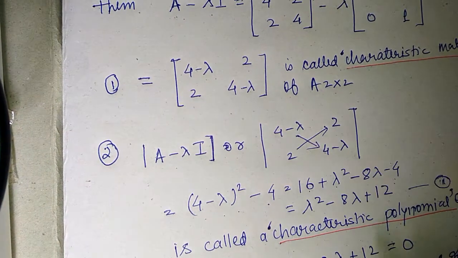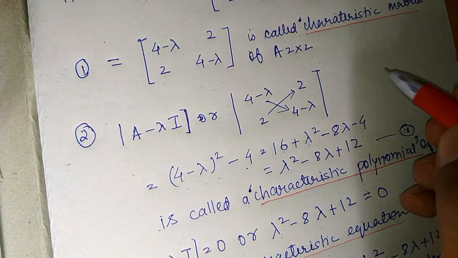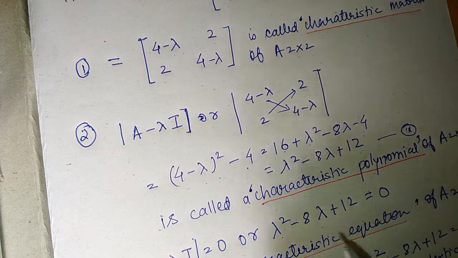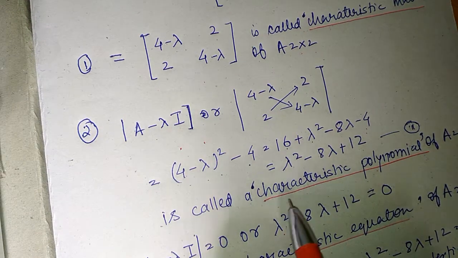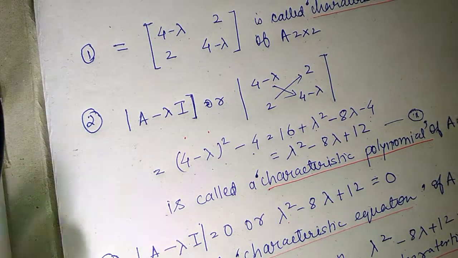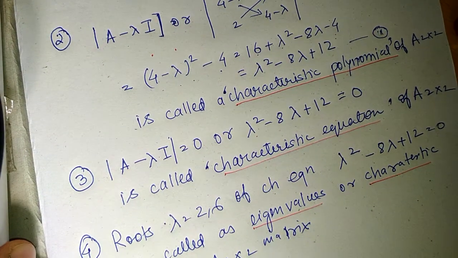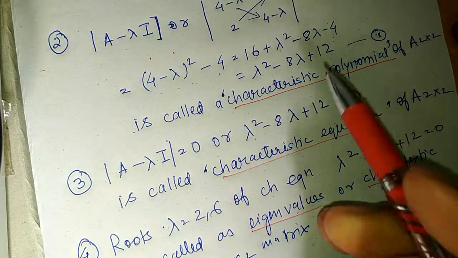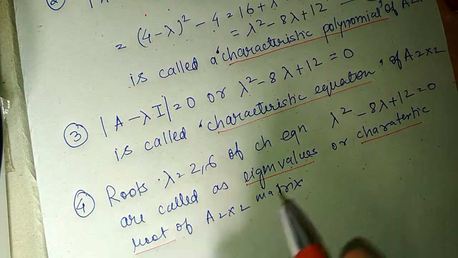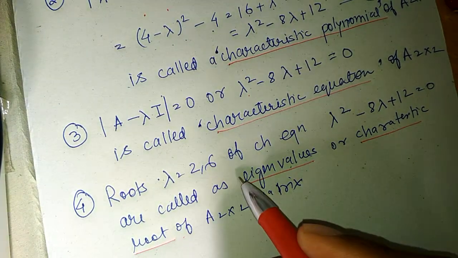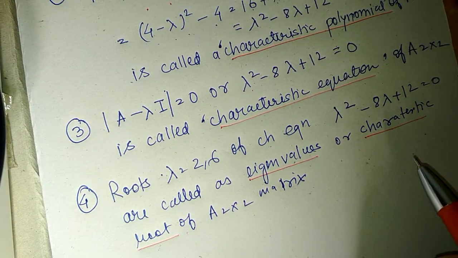Then we have the concept of the characteristic polynomial, which is the determinant of the characteristic matrix. As you see here, I have taken the determinant of the characteristic matrix, and it gives us the characteristic polynomial. Then we have the characteristic equation, which is equating the characteristic polynomial to 0. Once we obtain the roots, as I have done here, the roots are 2 comma 6. These roots are nothing but the eigenvalues or the characteristic roots of the given matrix.